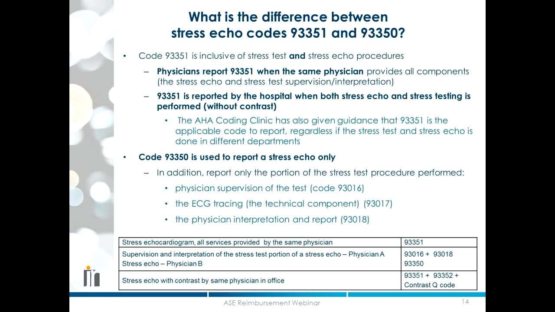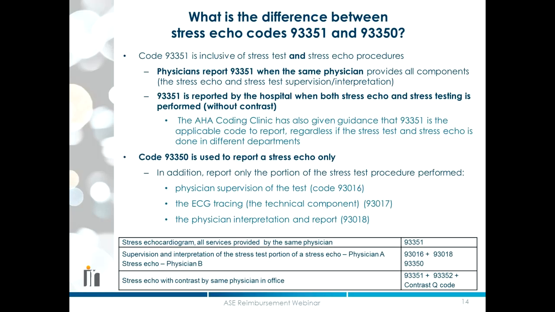93350 is only used by physicians when the stress echo and the stress test components get separated because of different physicians. That opportunity arises when one physician is doing the stress echo and another physician is doing the interpretation of the stress test. You can see the different components that get reported. There's 93016 for just the physician supervision, the EKG technical component, 93017, and the physician interpretation and report, 93018. And you can see in the example that it would be 93016 plus 93018 plus 93350 if physician B does just those components.